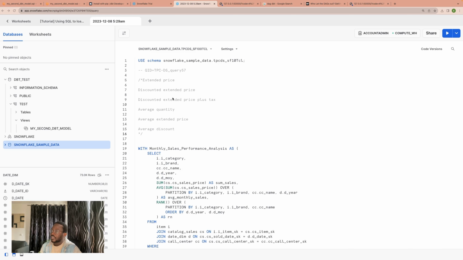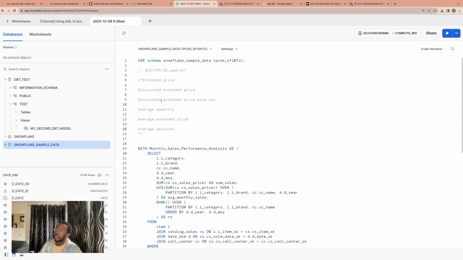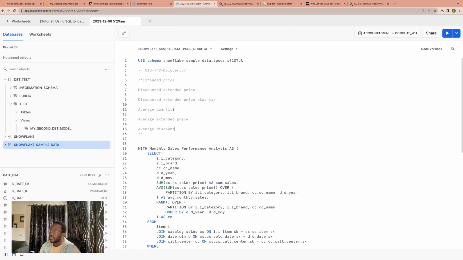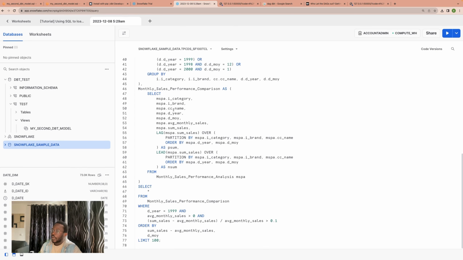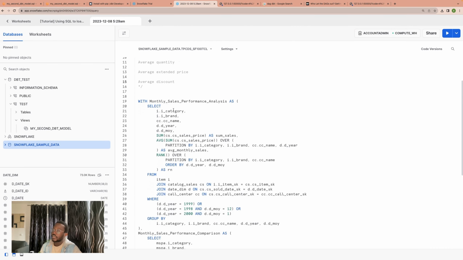Now, we have this query, which is basically calculating the extended price, the discounted extended price, the discounted extended price plus tax, then average quantity, average extended price, and average discount. It is calculated based off the database and schema of Snowflake, the Snowflake sample data. And so, we want to look at the query again and see.